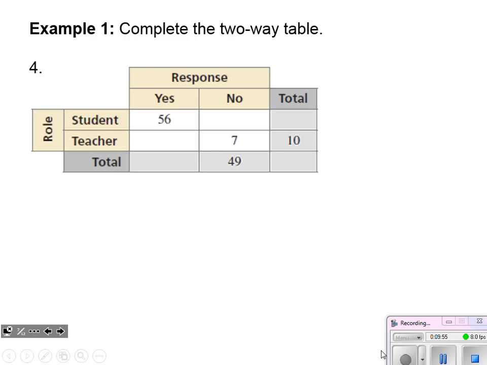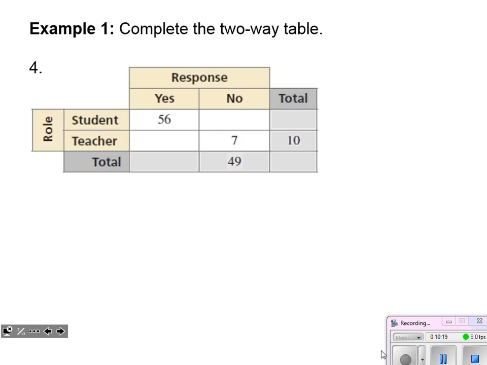Our first task: complete the two-way table. So being able to navigate the totals and fill in a table, even if we're not given expressly or explicitly every single entry. So for the first one, you can see that we've got students and teachers that were surveyed. Some responded yes, some responded no. Okay, so we need to fill in the rest of this table.